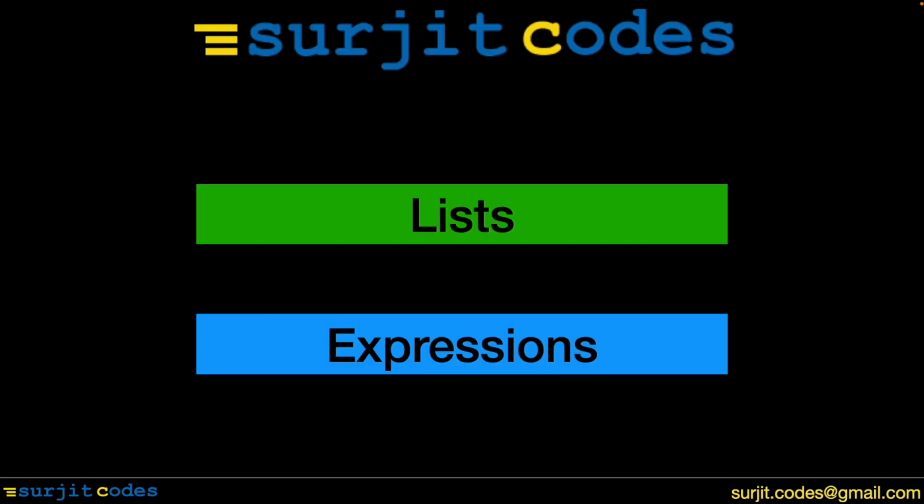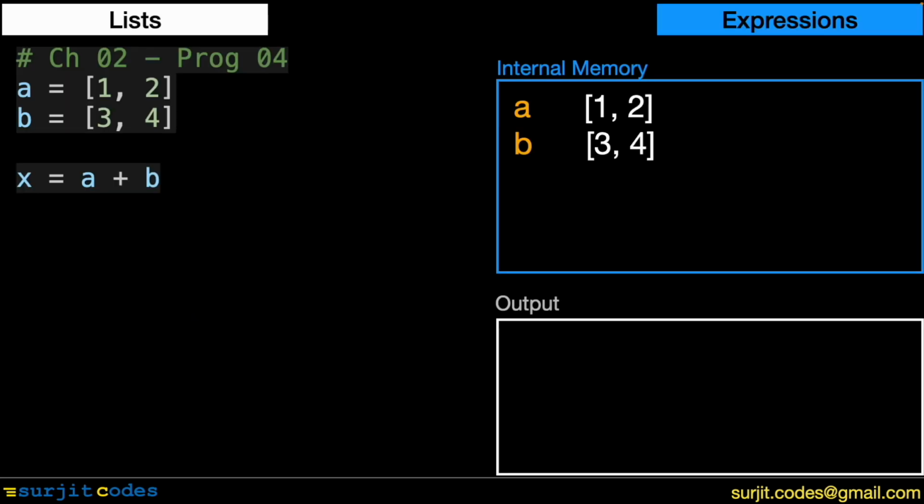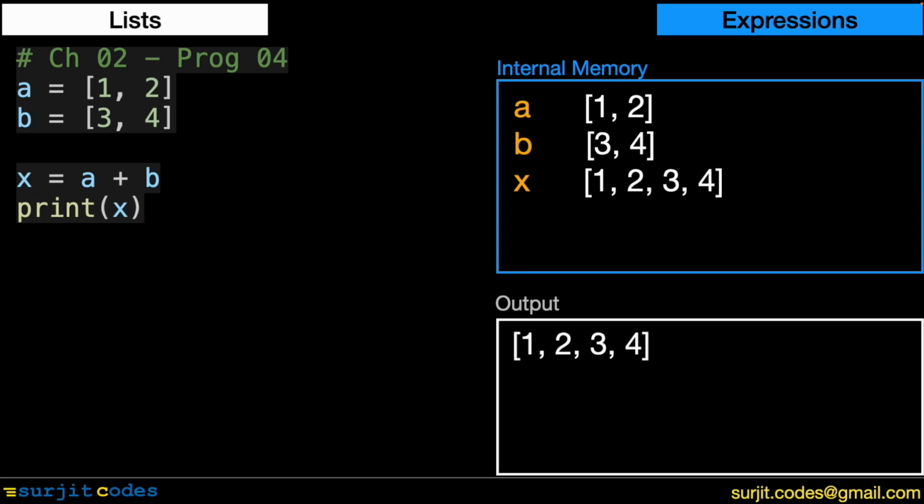We can join two lists with a plus sign. We call it concatenation. We concatenate lists A and B, which means items of A are followed by items of B. We save it in X and print it. In A plus B, we extend it further. We print it.